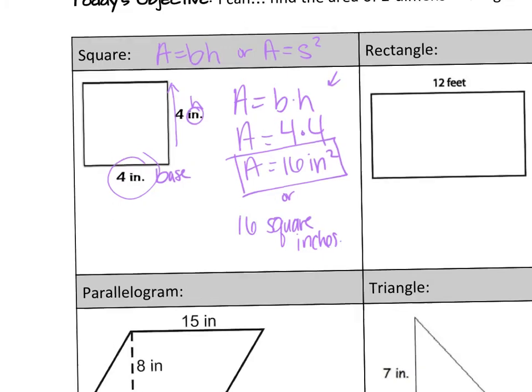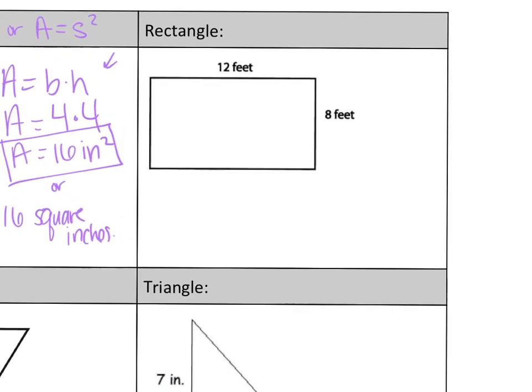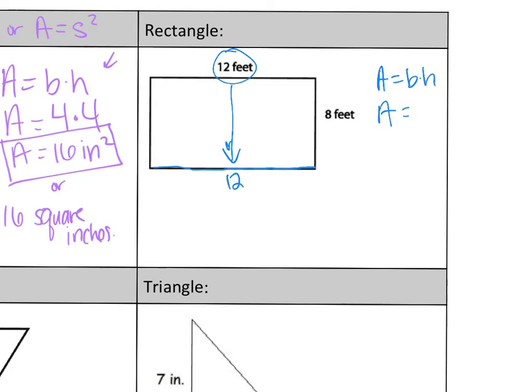All right, let's move on to a rectangle. For a rectangle, let's check the reference sheet: area is base times height as well. So A is equal to B times H. Area is equal to, the base would be this, but since they're parallel and equal in a rectangle, this is also 12. So 12 times the height of the rectangle, which is 8 feet. A is equal to 96 feet squared because we're just multiplying 12 times 8.